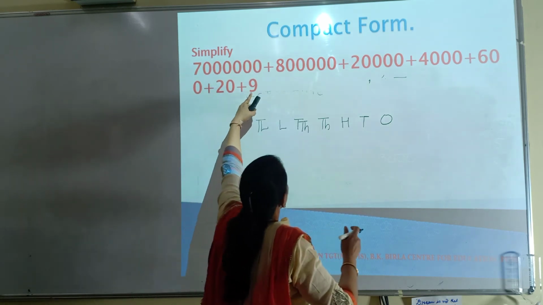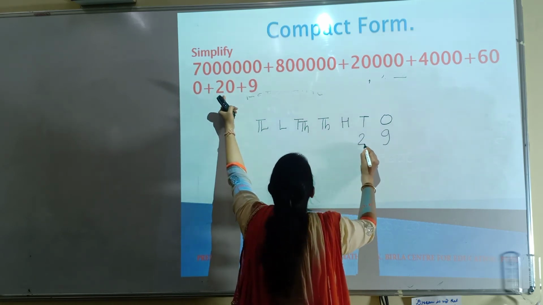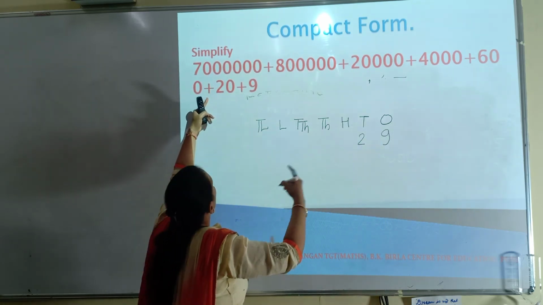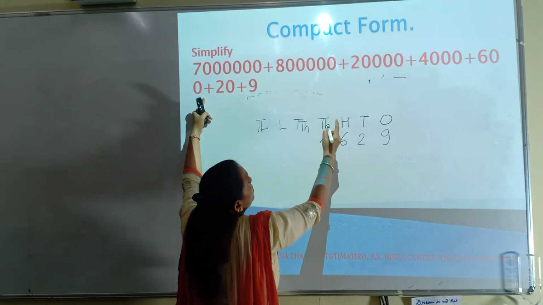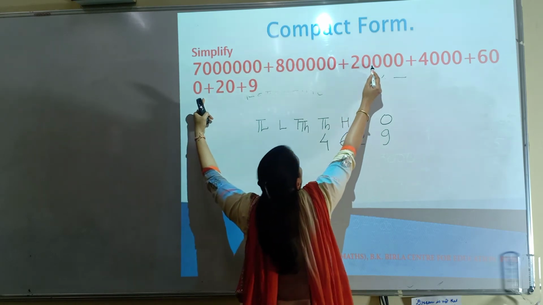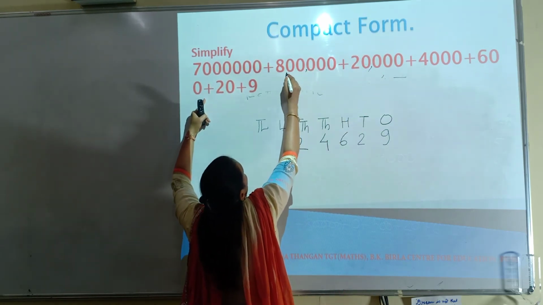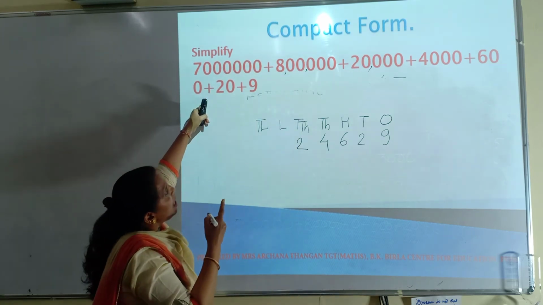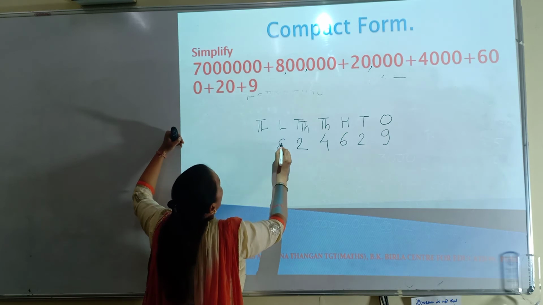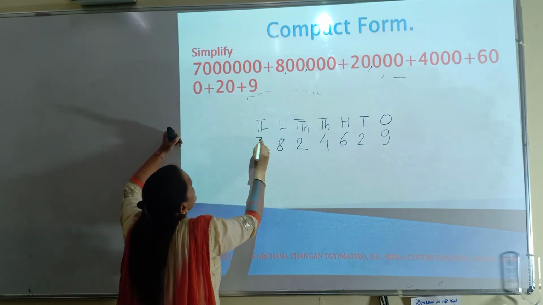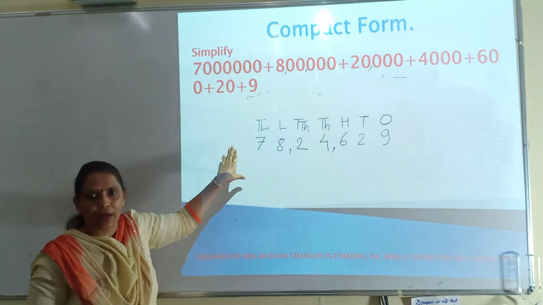In ones place, I have a 9. In tens place, I have a 2. 100 place, I have a 6. 1,000 place, I have a 4. 10,000, I have a 2. Then, after that, lakh place, I have an 8. And 10 lakh, I have a 7. This is the way we have to write this number in a compact form.